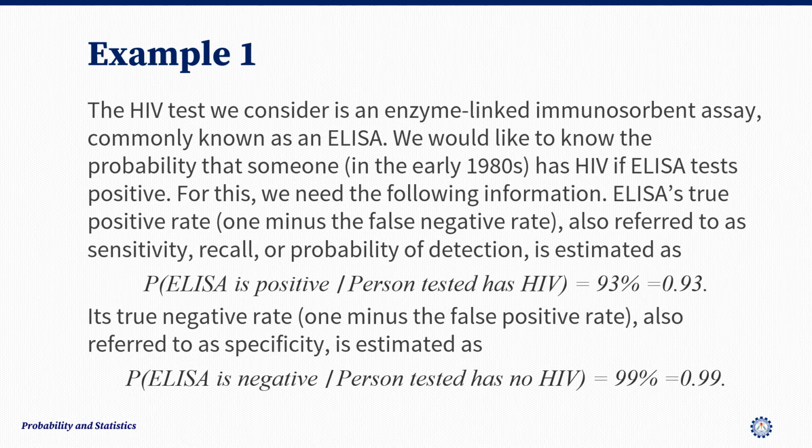Its true negative rate, or 1 minus the false positive rate, also referred to as specificity, is estimated as the probability that ELISA is negative given that the person tested has no HIV, which equals 99%, or 0.99.